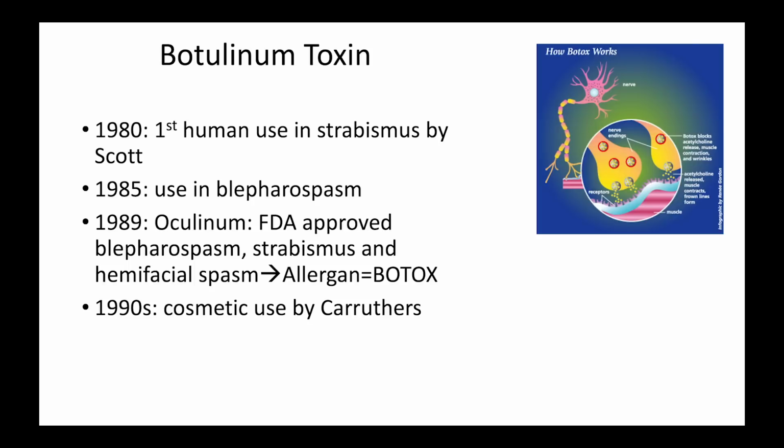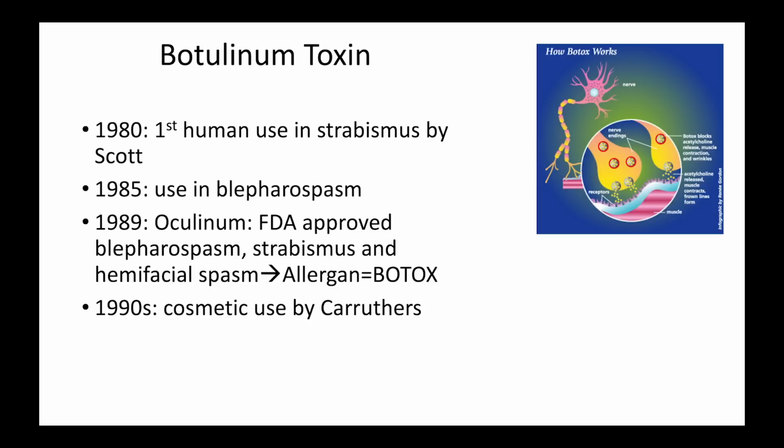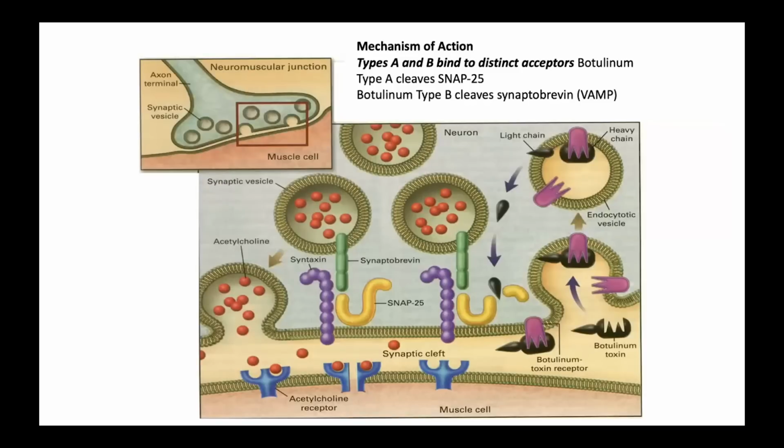1990s, there begins cosmetic use by Carruthers and Carruthers. Incidentally, Carruthers had spent time with Alan Scott early in her career, got introduced to botulinum toxin really early in its development and use, and brings that back to Canada, and the use of botulinum for cosmesis stems from there. So how does Botox or botulinum toxin work?